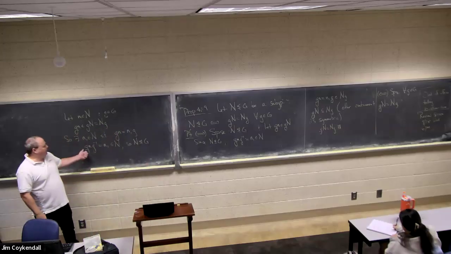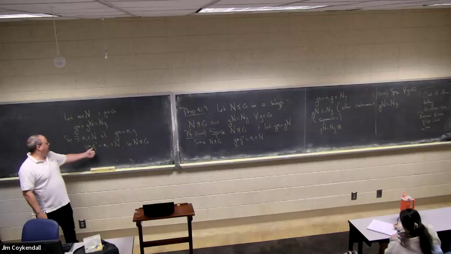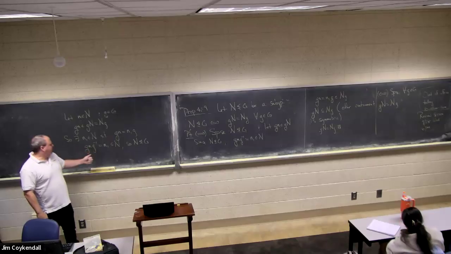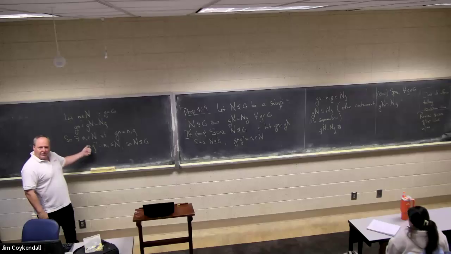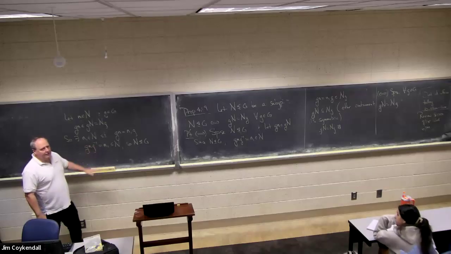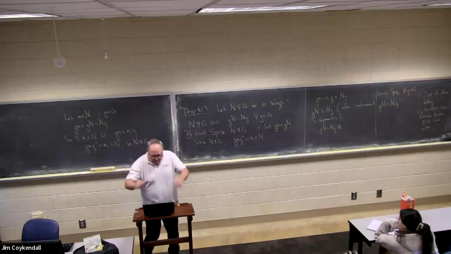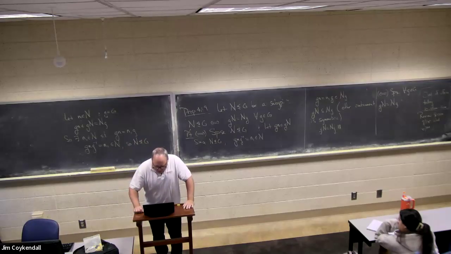By the way, for this proof, notice I conjugated by putting the g here and the inverse here. Sometimes I've done it the other way, where you lead with the g inverse and then you have the element. It doesn't matter. It's the same result. Okay, any questions?